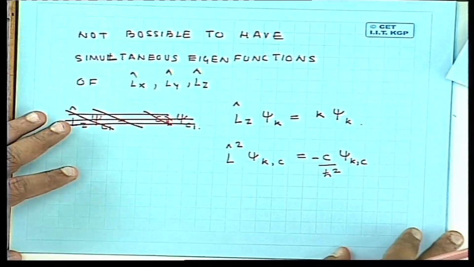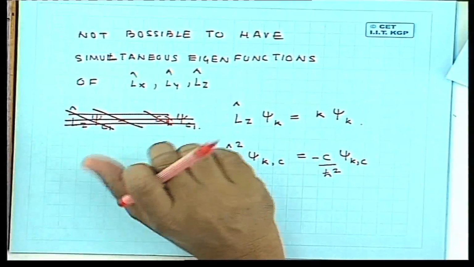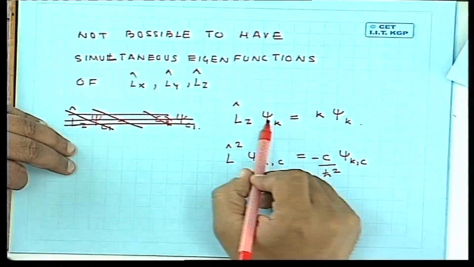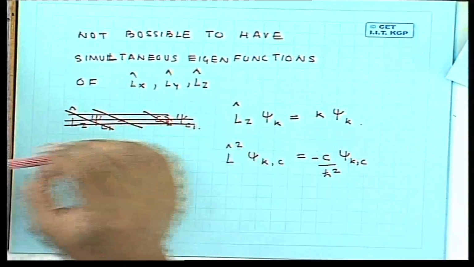Now what is the physical implication of this? Suppose I have a particle in some arbitrary state and I make a measurement of the z component of the angular momentum. Once I make that measurement, it will go into one of the eigenfunctions of Lz. Now these will not be eigenfunctions of Lx and Ly. So if I know Lz precisely, then I will not have precise information about Lx and Ly. If I make a measurement of Lx now, I cannot in general predict what value I should get precisely.